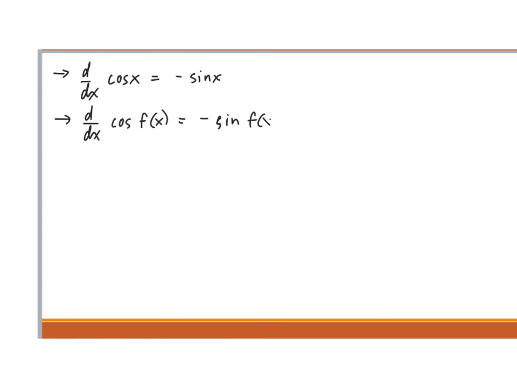The derivative of cosine x is similar, only that it is negative. So meaning d dx, or the derivative of cosine x, is equal to negative sine x. And similar to the previous one on sine, the derivative of cosine f of x is negative sine f of x times f prime of x.